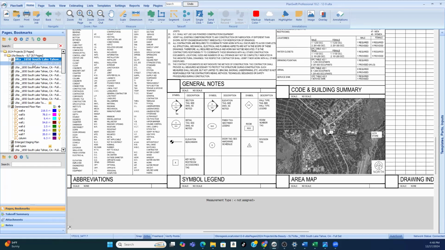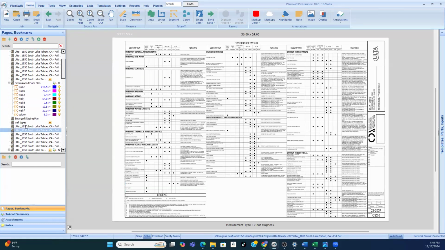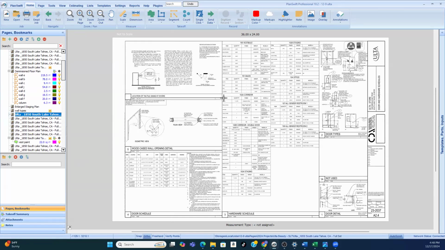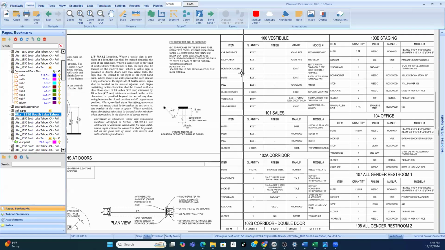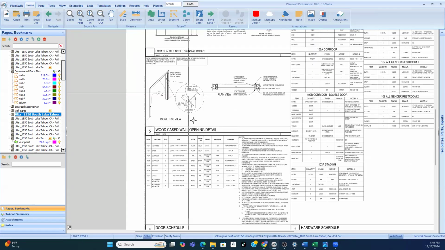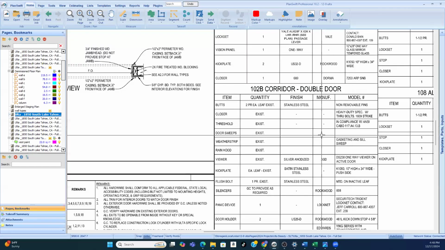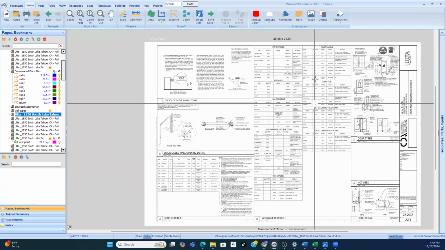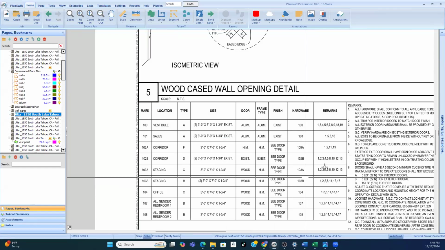But we have, let's find it. We have probably with the wall types. Okay, no, it's not. We have a door schedule and a finish schedule. We have all the schedules. Okay, wall opening. I guess that's what they're calling it. Yeah, that's what they're calling it. Wood cased wall opening detail.